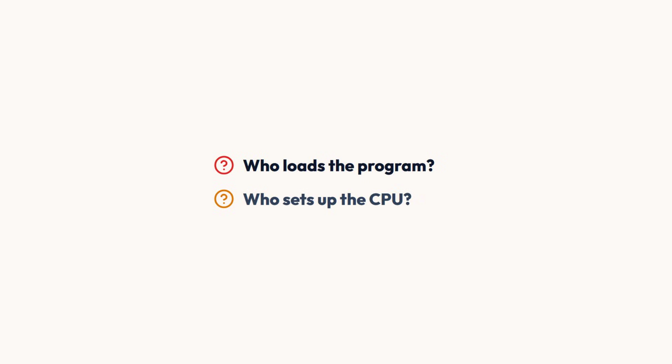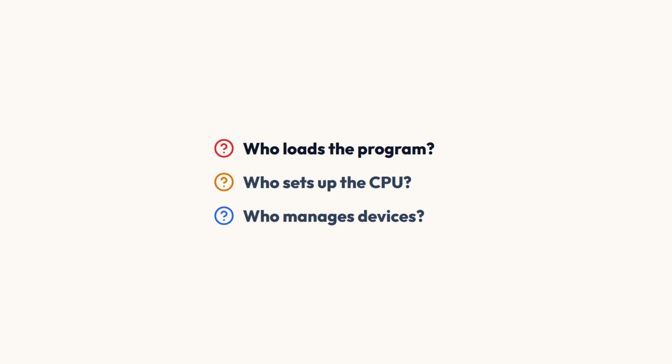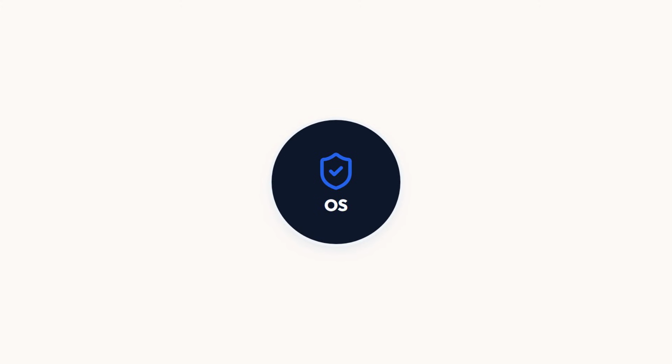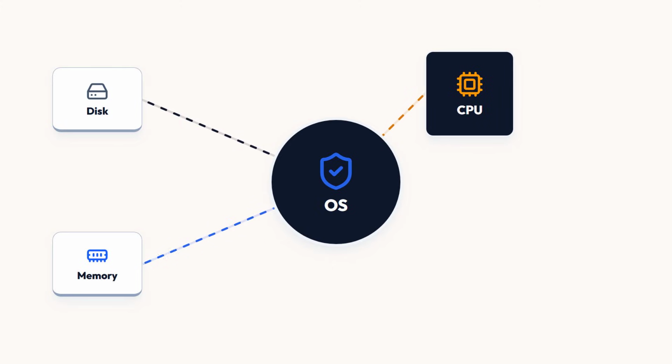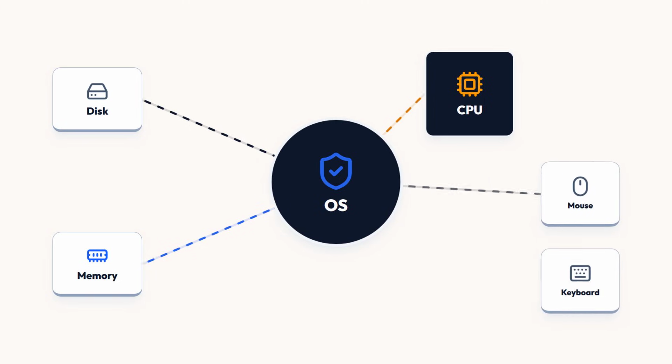Now here's the important question. Who loads this program into memory? Who tells the CPU where to start? Who handles input from your keyboard or saves your files? That's exactly what the operating system does. First, it loads your program from disk into memory. Then it sets up the CPU so execution can begin. And it also manages all the devices like your keyboard, mouse, and storage. Without the operating system, your program wouldn't even start.